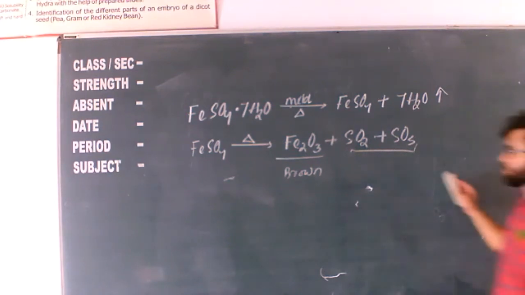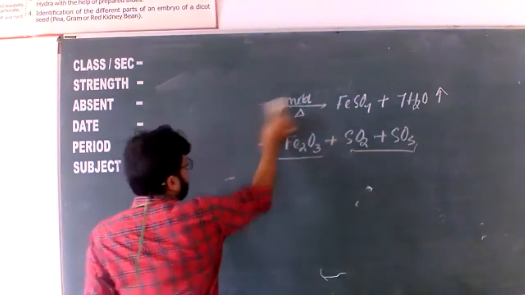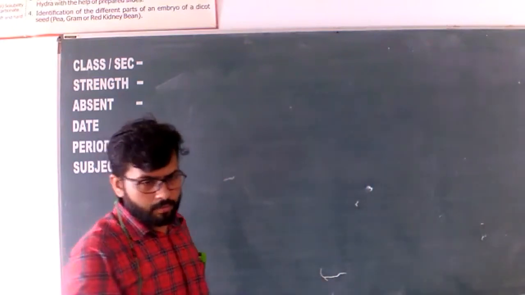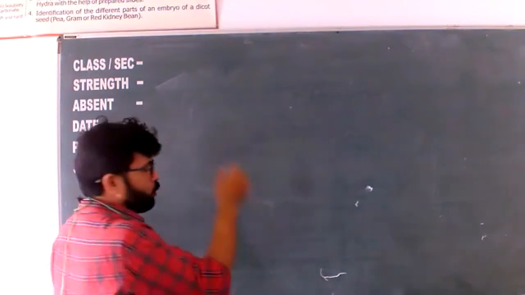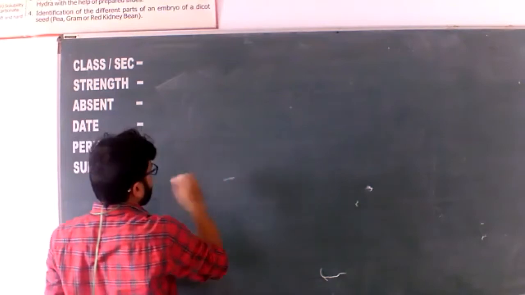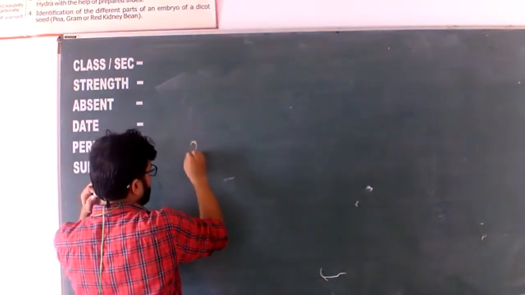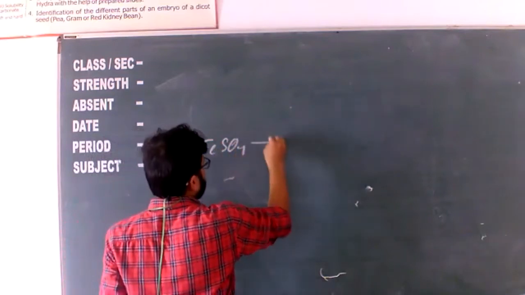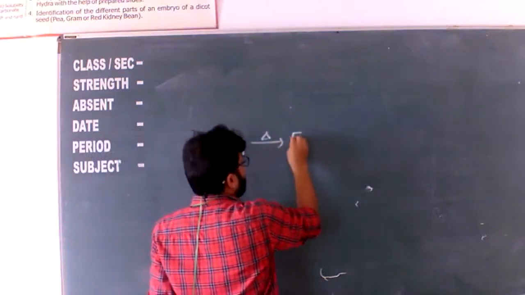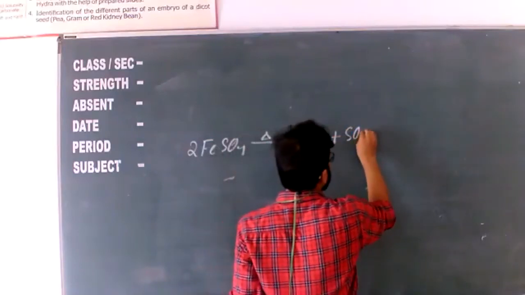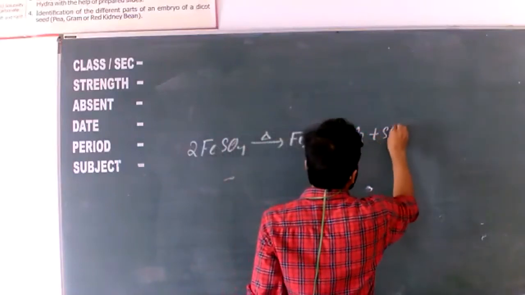The next, have you noted? Yes, sir. SO2 and SO3 are colorless. Next one that we did, what is the balanced equation? 2 FeSO4 will give us Fe2O3 plus SO2 plus SO3.